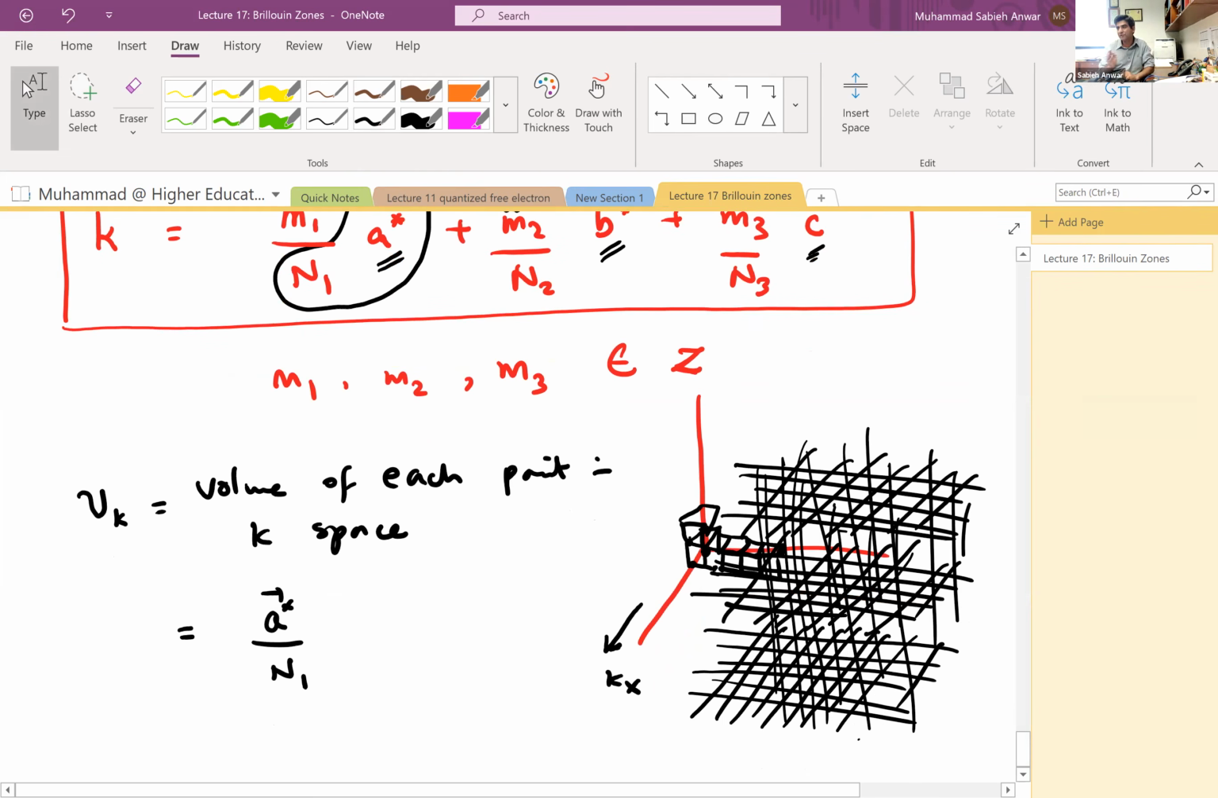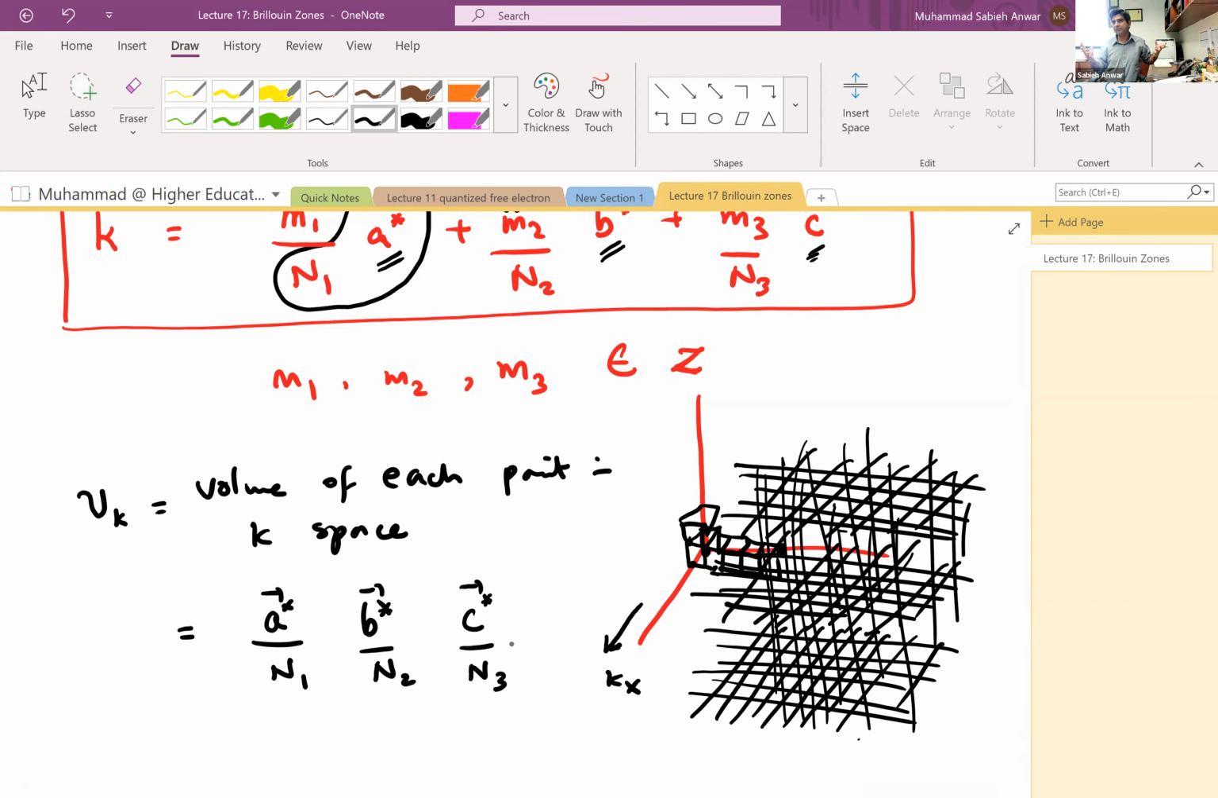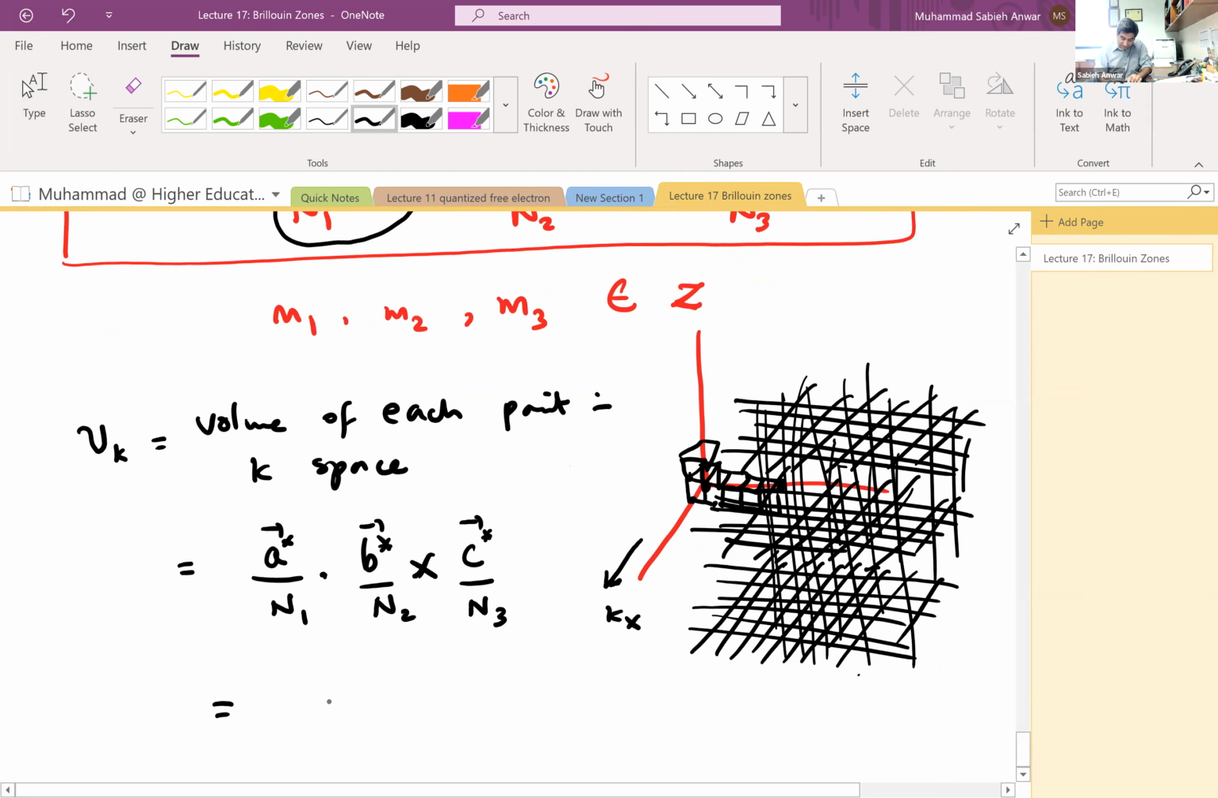Then you move 1 unit along the ky axis. How much have you moved? You moved b star divided by n2. If you move 1 unit along the kz axis, you really covered this much. So you've covered some region in the k space, and the volume of that region is simply going to be equal to this expression. You have three vectors, and you take the cross product and the dot product with the third, and you get the volume of this parallelepiped. Okay, so this is the volume of one point in k space.